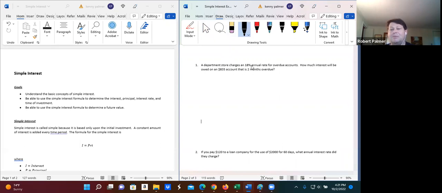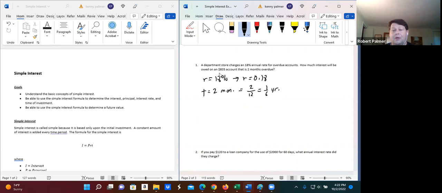So it charges an 18% annual interest rate. That's usually the easiest thing to pick out. Often it is your rate. So R is going to be 18%, and if we change it to a decimal, it's going to be 0.18. Now, our time is 2 months. And so that's going to be 2. Remember, there are 12 months in the year, so 2 out of 12, which is 1/6 of a year. That's going to be our time.